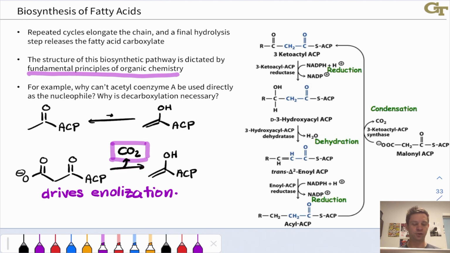And this is exactly what drives enolization in the condensation process. So having the CO2 minus group there is actually critical for driving this process forward. It's the loss of CO2. You can even think about it as the exhalation of CO2 from your body helping to drive fatty acid biosynthesis.